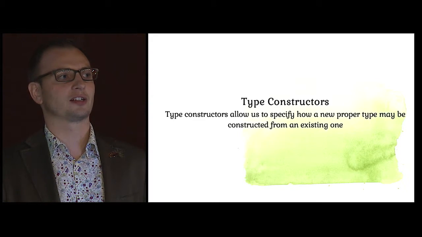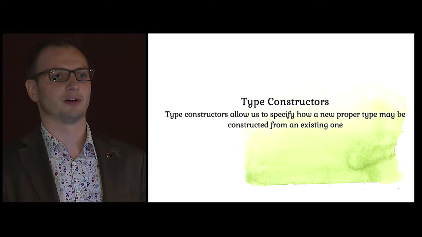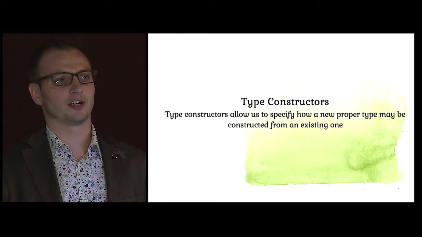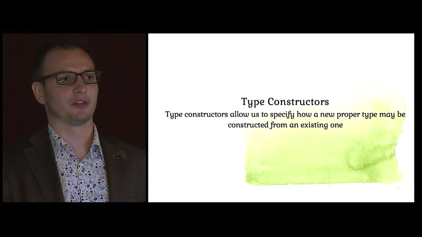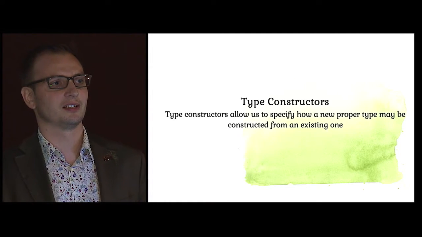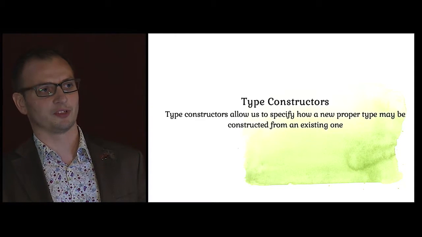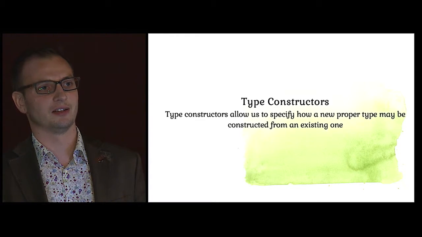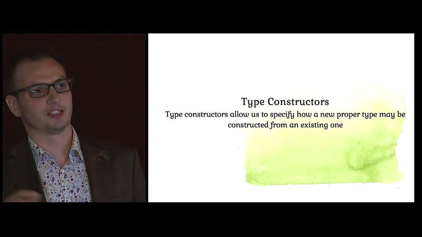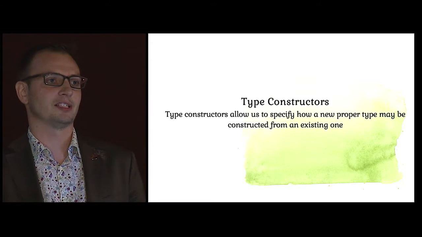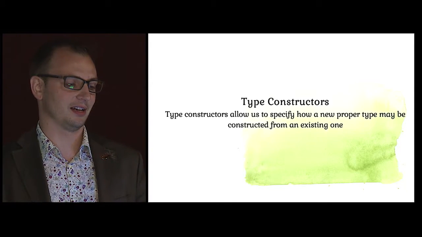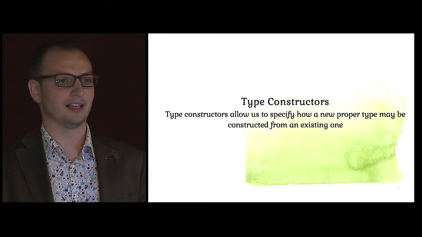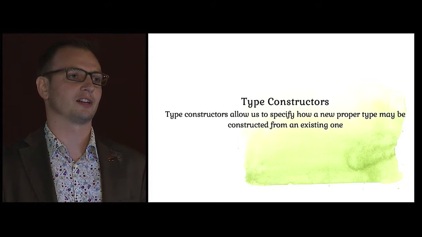So you can construct, for example, a list of int from an int. You can construct a list of string from a string. List, in both cases, is the type constructor. List is not a proper type itself, because you can't just have an instance of list. It has to be a list of something. It might be list of any, it might be list of nothing. But either way, list is the type constructor. Option is a type constructor.